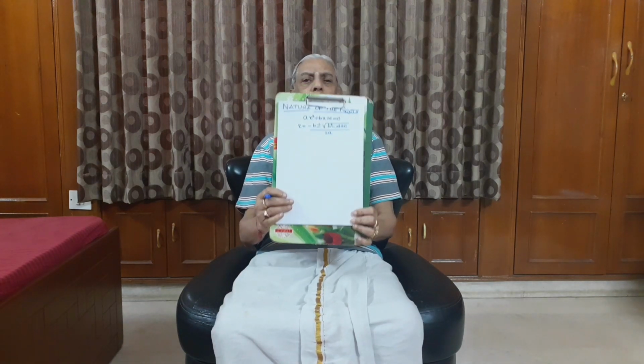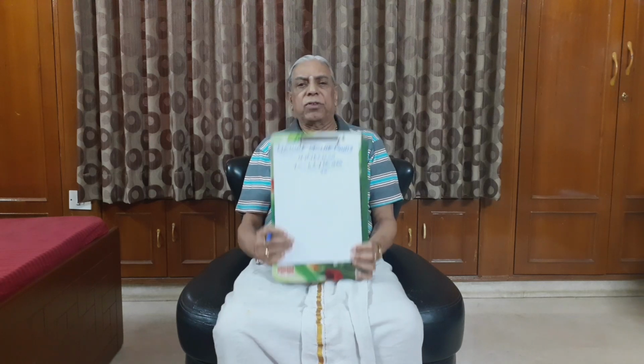See now, the equation is ax squared plus bx plus c equals 0. That is the quadratic equation. And here the formula is x equals minus b plus or minus square root of b squared minus 4ac whole divided by 2a. Minus b plus or minus square root of b square minus 4ac by 2a.